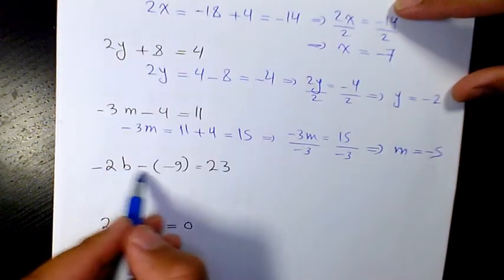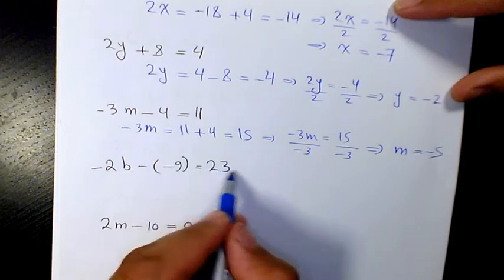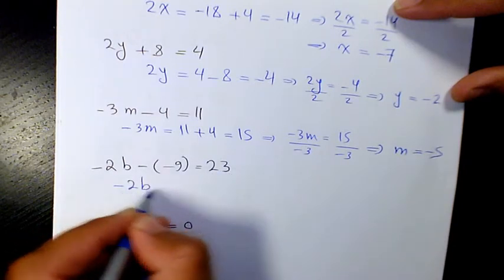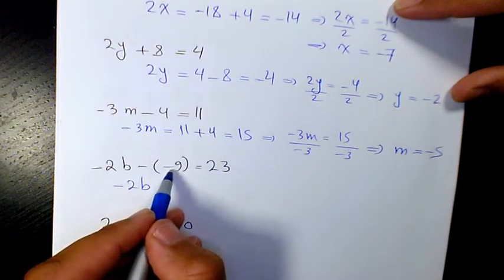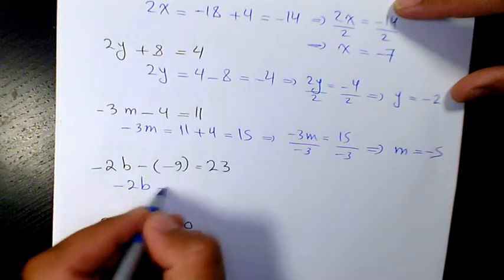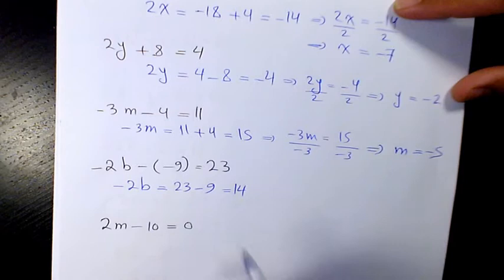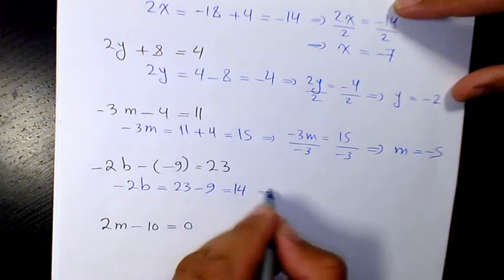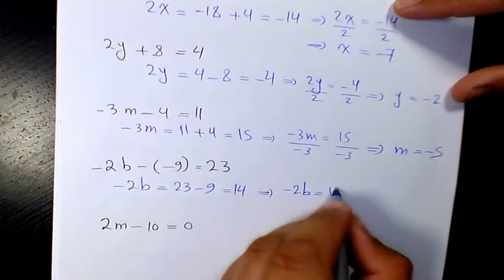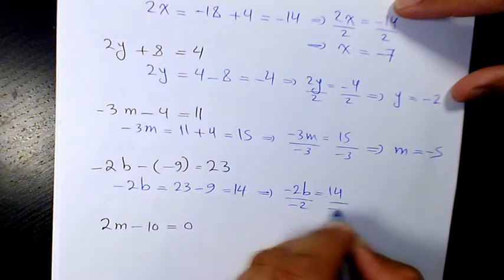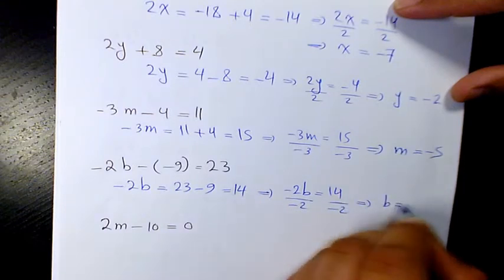Negative 2b minus negative 9 equals 23. So negative 2b, negative times negative is going to be positive 9. So when you move it to the other side, it's going to be negative. So 23 minus 9 is going to be 14. Then you can say negative 2b equals 14. I need to divide both sides by negative 2. So that's going to be b equals negative 7.